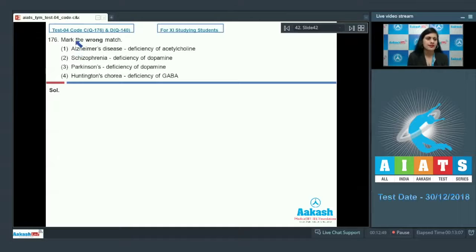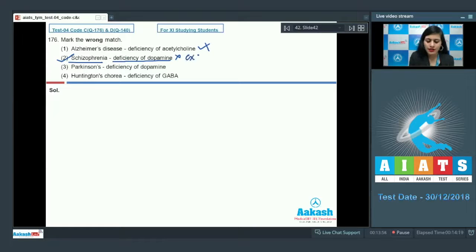Question number 176. Mark the wrong match. The very first match given is Alzheimer's disease, and the match given is deficiency of acetylcholine. As it is a correct match, this cannot be a correct answer to our question. The next option given is schizophrenia, and the match given is deficiency of dopamine. And this is an incorrect match, so this is a correct answer to our question.